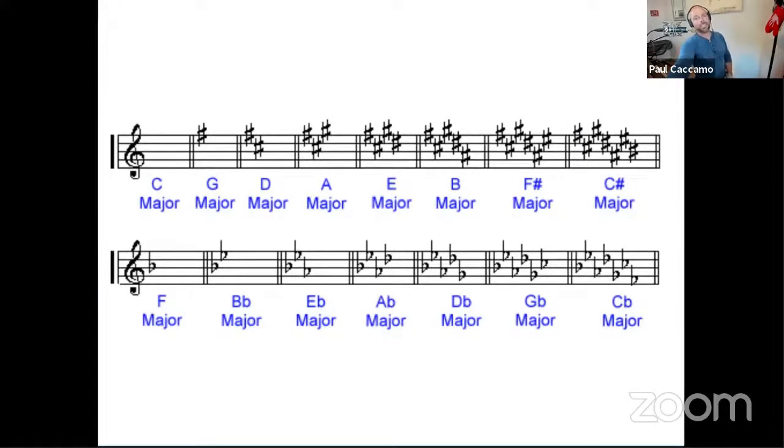With the flat keys, memorize that one flat is F major. And from that point on, you can take the penultimate flat in the key signature, and that will be the name of the key. So if you look at D flat major, for instance, the second to last flat there is going to be D. And that's true of all of these.